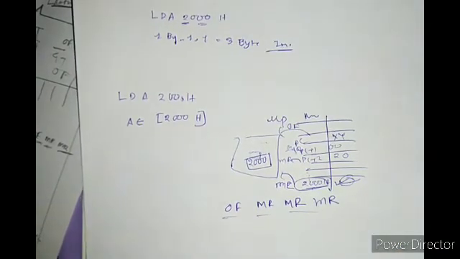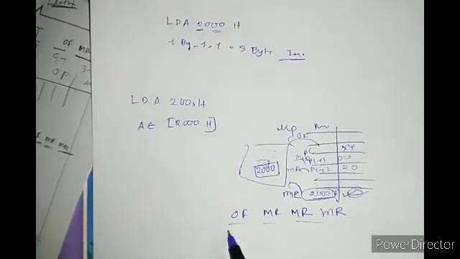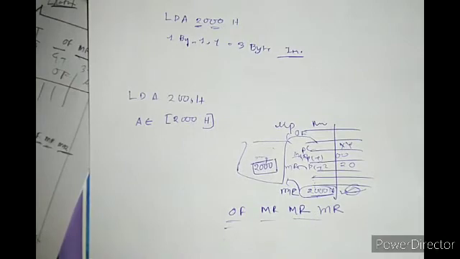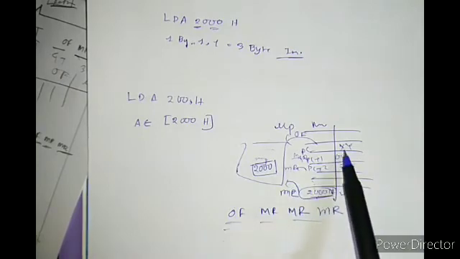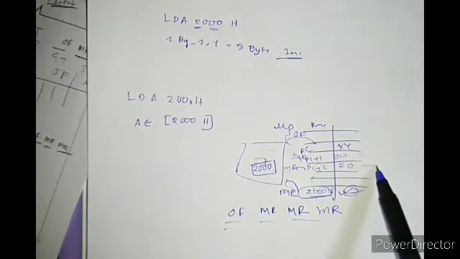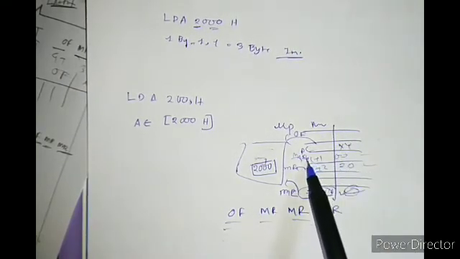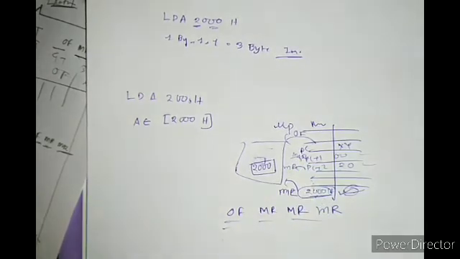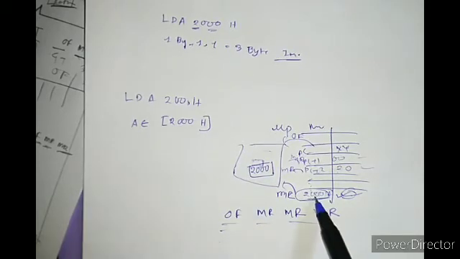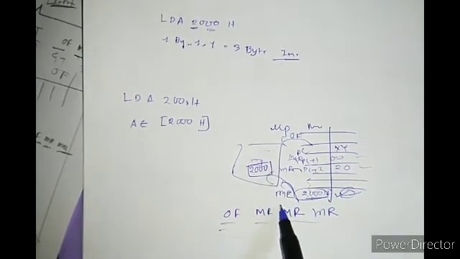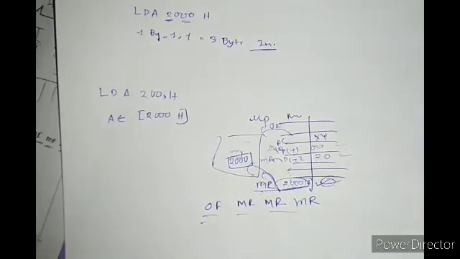I will repeat once. LDA 2000. Get the content of location 2000. First step, fetching. Opcode fetch, done. Then I realized I need the data from location 2000. But first I have to fetch these 2 bytes from memory. So it's a memory read. Now I want the data from location 2000. So from 2000 again I need my data, so again it's a memory read.